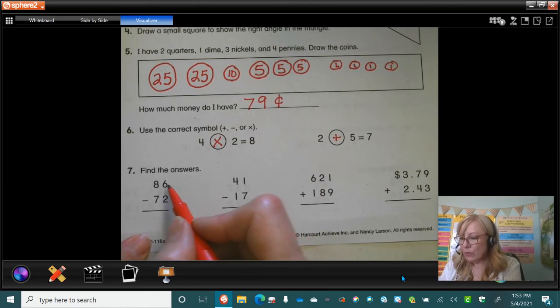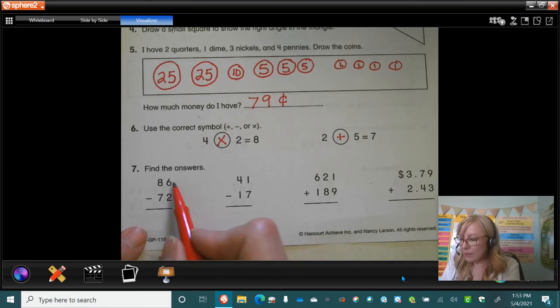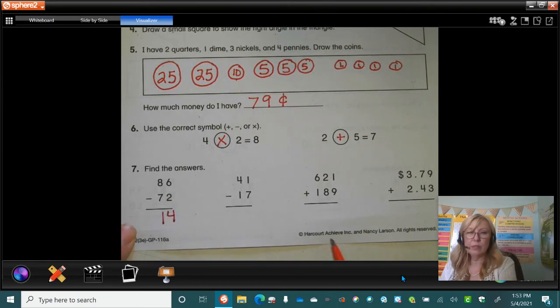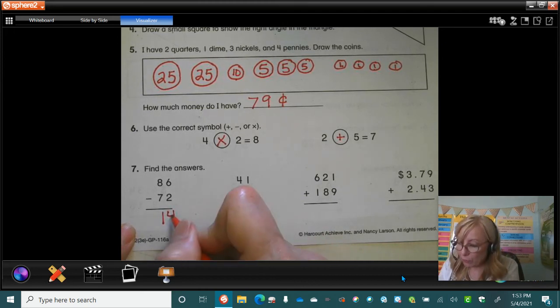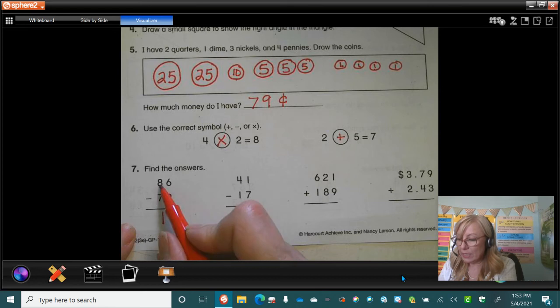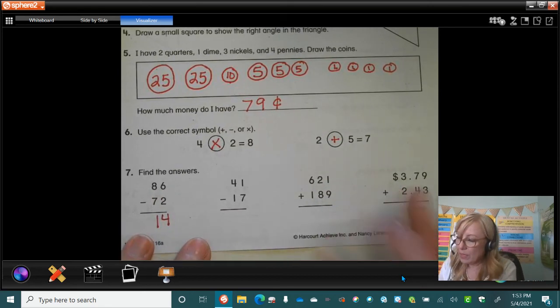Okay, so 86 minus 72. I'm going to take 6 minus 2 is 4, and 8 minus 7 is 1. So 86 minus 72 is 14. I can check my work by reversing it. 4 plus 2 is 6. And that's correct. 1 plus 7 is 8. So that's correct. Let's go to the next one.